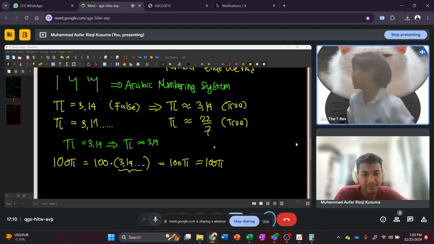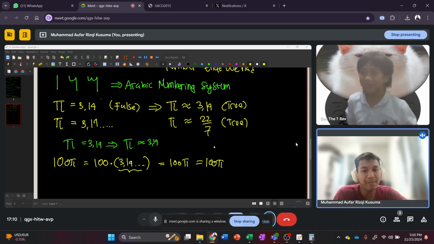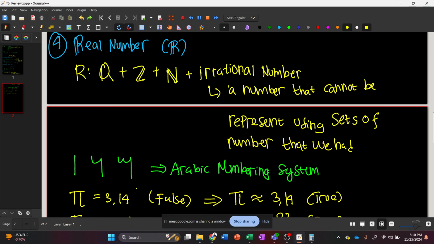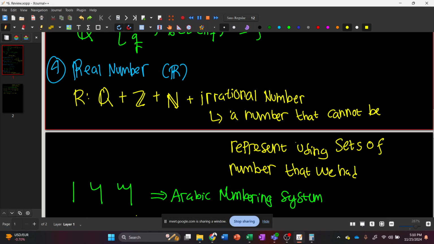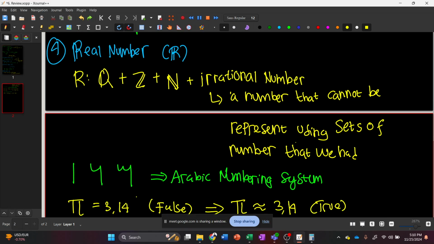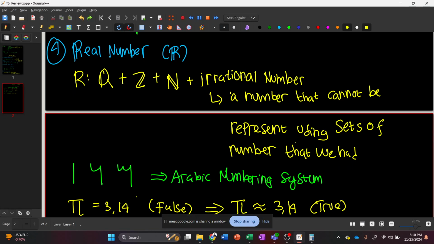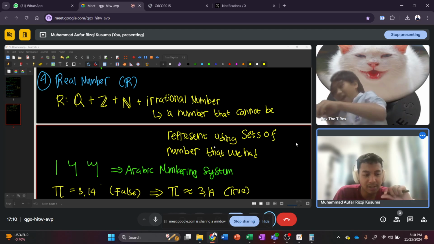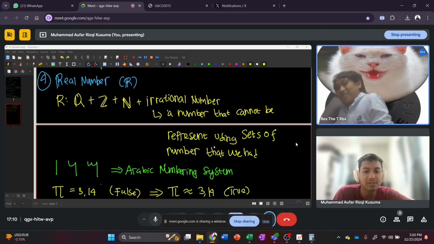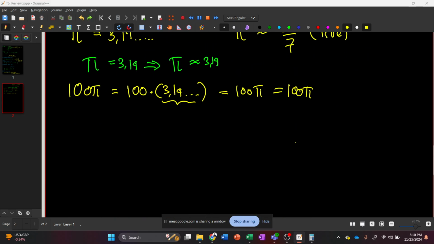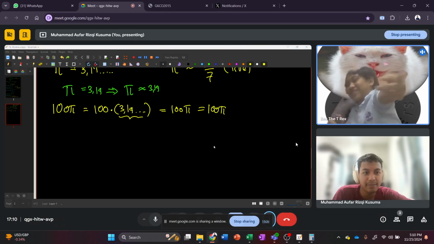So pi is a number, again an irrational number. That's the eerie thing about irrational numbers: a number that cannot be represented using the numbers that we have. We cannot represent it with integers. We cannot represent it with fractions. So if you say that, does that mean infinity is an irrational number?